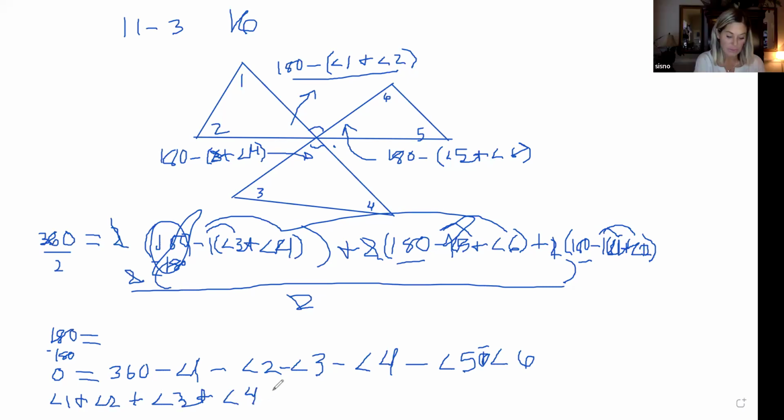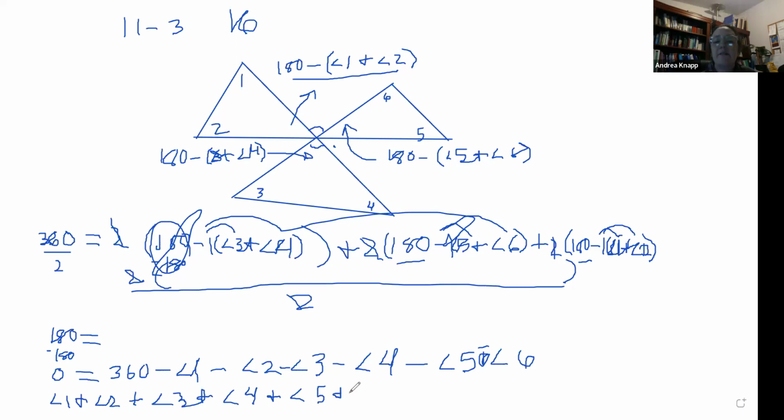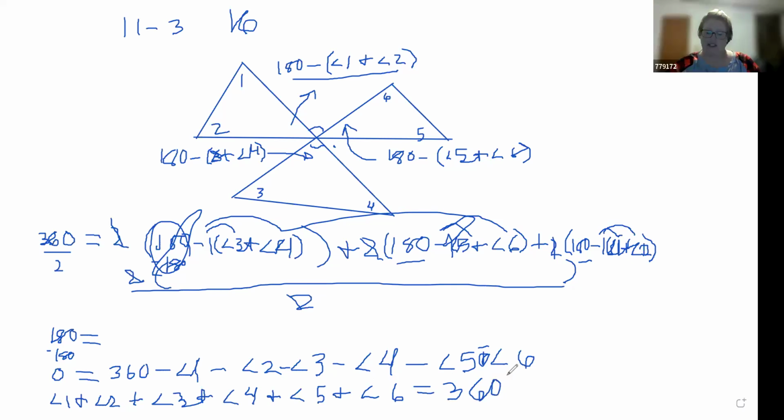What did it ask us to find? The sum of all the angles. So the sum of all the angles is just adding them up. Angle 1 plus angle 2 plus angle 3 plus angle 4 plus angle 5 plus angle 6. So the sum of all those angles is what? 360. Or the way Susan did it. That's your final answer.